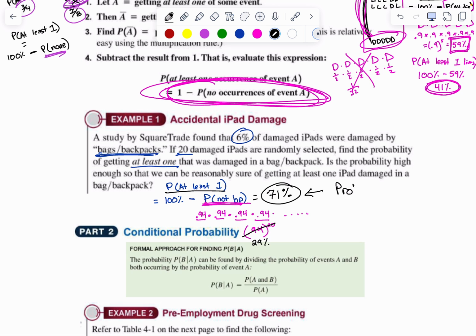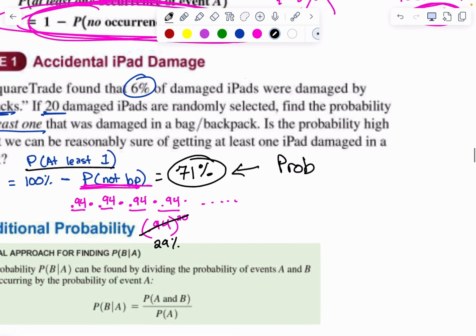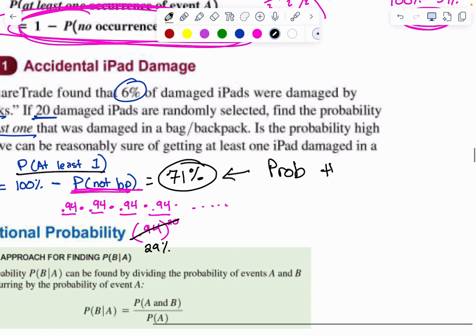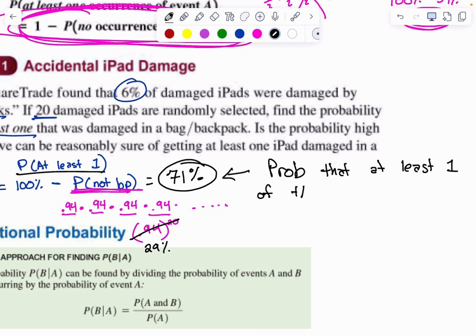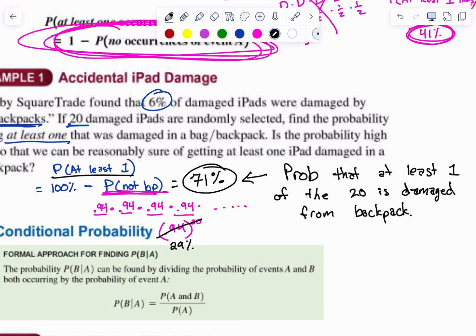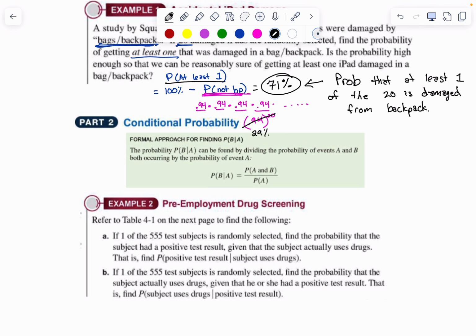I'm going to write that out because that's useful information. Probability that at least one of the 20 is damaged from backpack. Because the concept of this makes sense, but sometimes the wording is tricky. Yes, I get that. Okay. Good.